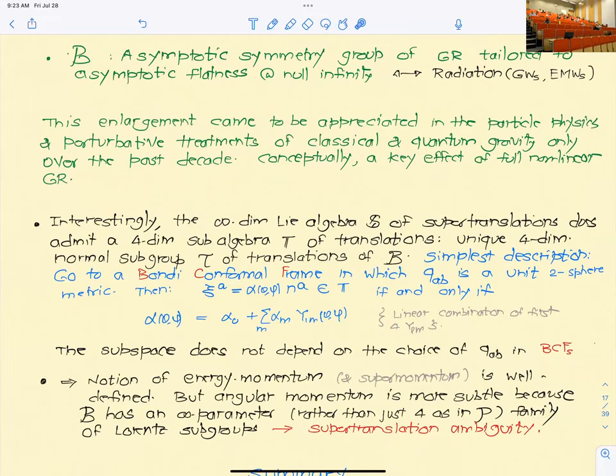So the BMS group is a symmetric group of general relativity tailored to asymptotic flatness at infinity. And therefore, it is very useful for radiation, gravitational waves, electromagnetic waves, neutrinos, etc. This enlargement came to be appreciated by particle physics perturbative treatments of classical and quantum gravity only over the last decade. Conceptually, this is a key effect of nonlinear general relativity, that in presence of gravitational waves, the symmetry group is no longer a Poincaré group, but is in fact necessarily an infinite dimensional generalization thereof called the BMS group.